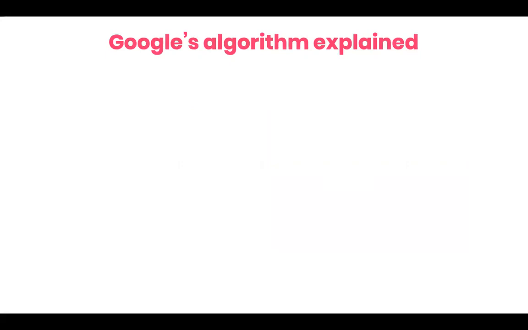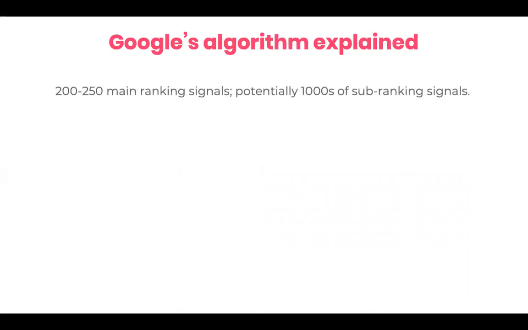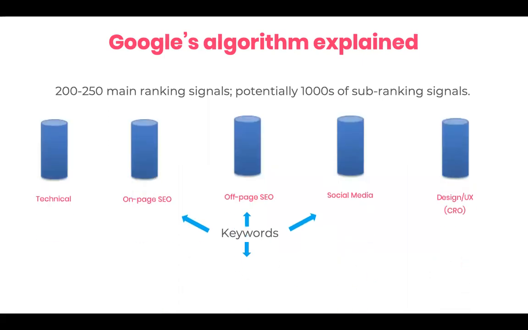All right. Really quickly, Google's algorithm explained. There's about 250 main ranking signals in Google's algorithm. You can place all of these ranking signals into five buckets. The technical aspect of SEO, on-page SEO. This is where we're going to use keywords.